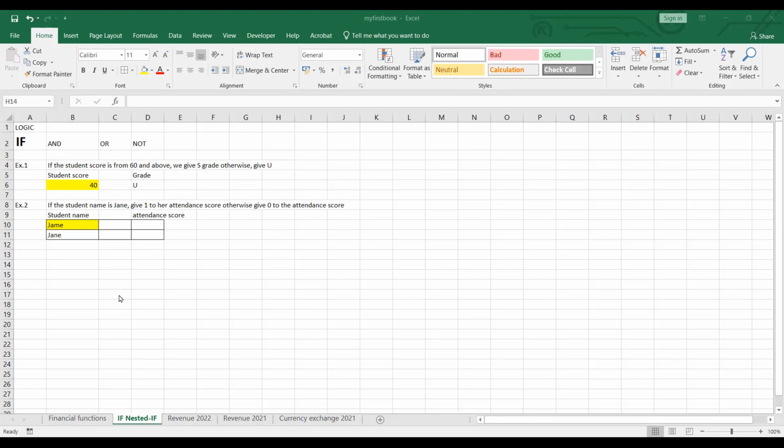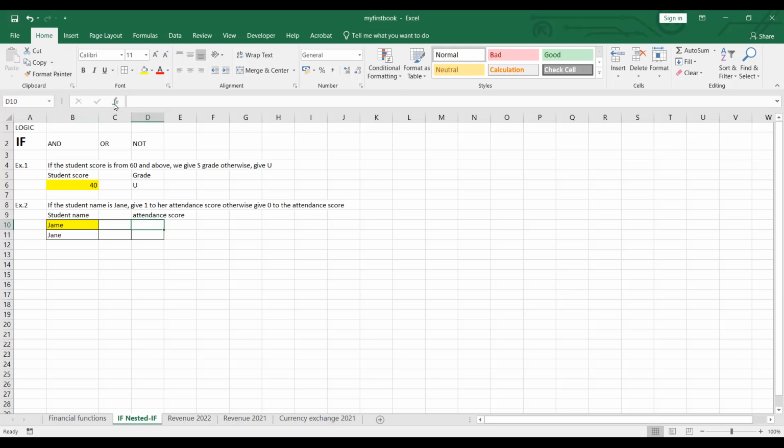No one just show me the answer yet. Okay, now let's see for this one. We have to analyze this one first. We have to check the student name. Student name is located in the cell B10, right? So we have to compare B10 with Jane, okay? And if we check already that B10 is Jane, then we just show number 1 to the attendance score that is in cell D10 here.